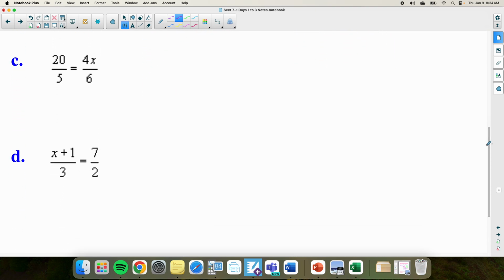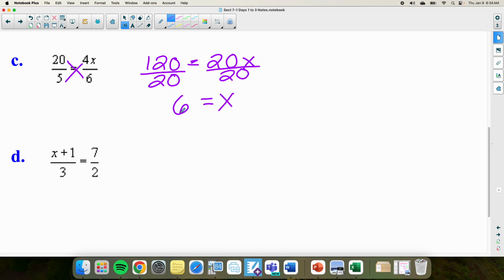Now, when you start to have more than just an x, then I would suggest you not do that, okay? So here we have a 4 with our x. Here we have a +1 with our x. Then I would suggest you do it using algebra. So what we're gonna do here is multiply these two. 20 times 6 is 120. And then we're gonna go 5 times 4x, and 5 times 4x is 20x. We're gonna divide by 20, and x is 6.